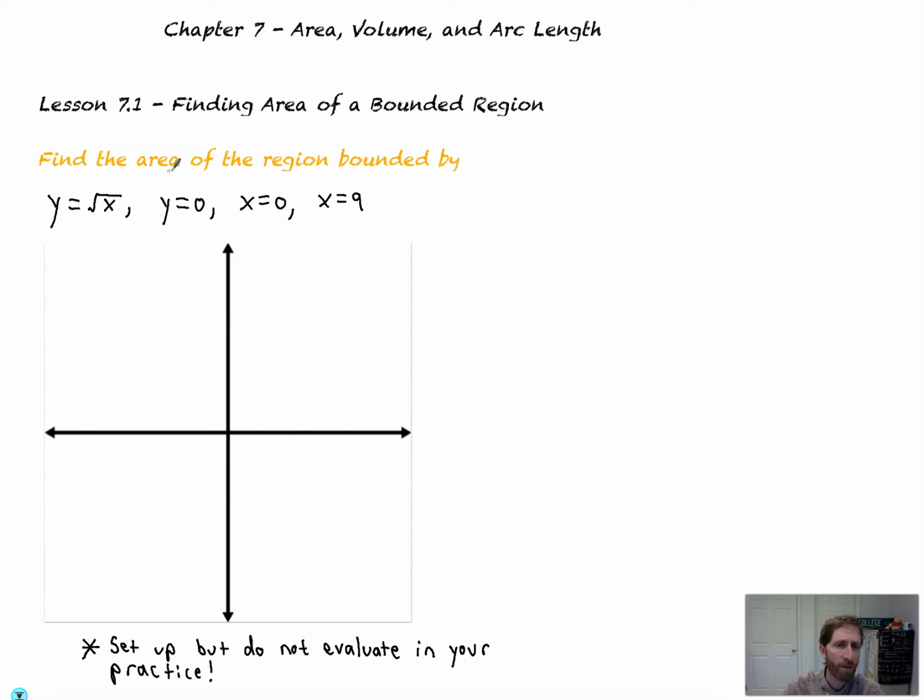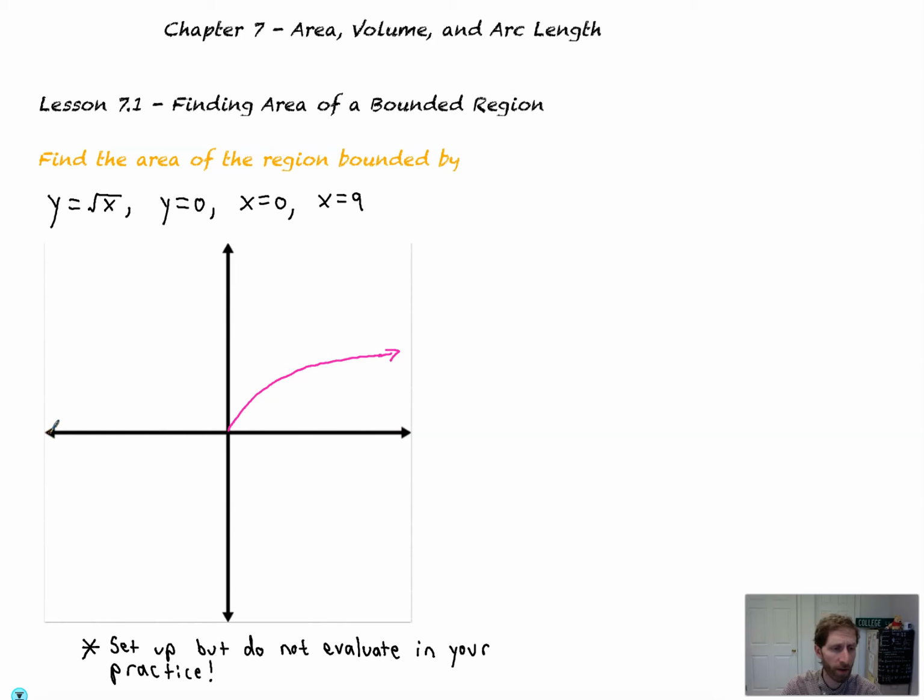So this says, find the area of the region bounded by y equals root x, y equals 0, x equals 0, and x equals 9. It's important we practice how to find what that region is. Start out with this curve, y equals root x, and that's just something like this, just a rough sketch, right? So there's root x. Y equals 0 is the horizontal line here, or in other words, known as the x-axis.